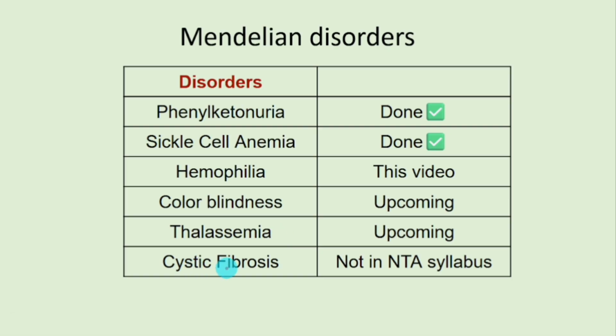Cystic fibrosis is also a Mendelian disorder, but the details are not asked in NTA syllabus. So I will not make any video on this. We will only focus on these five. Okay, learn these names by heart, because in the question you might get a list of many diseases and they will ask you to identify which ones are Mendelian disorder.